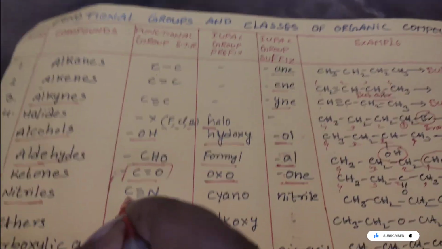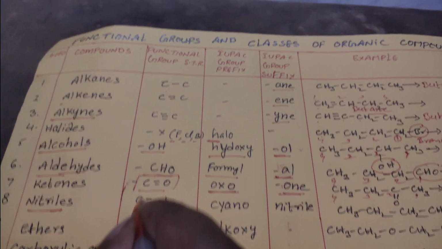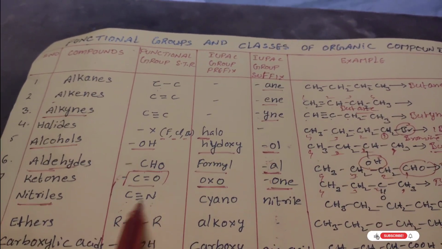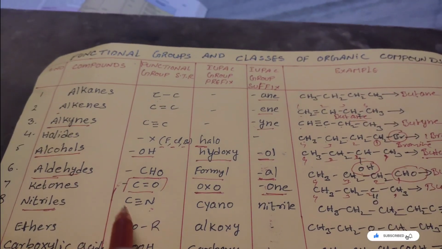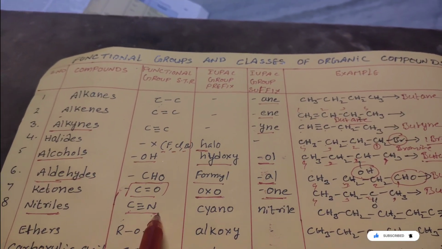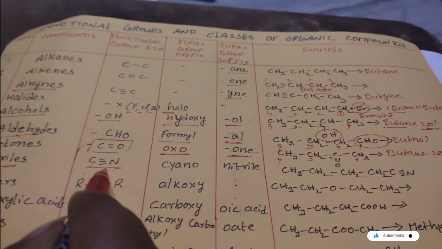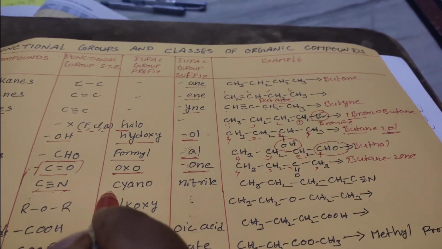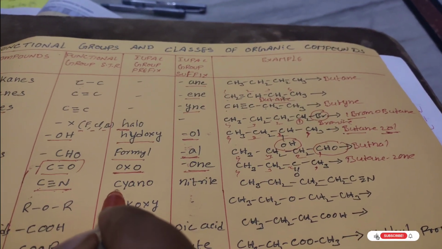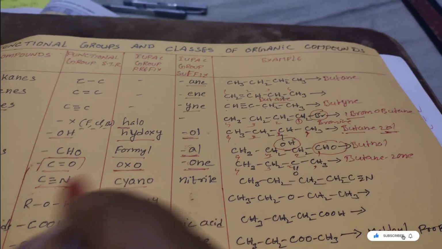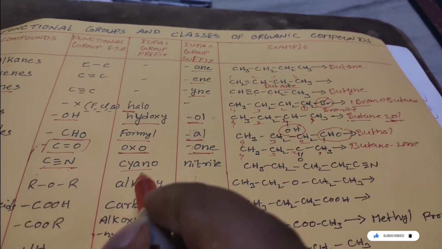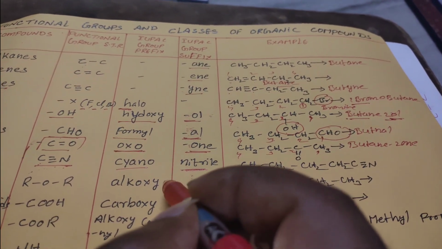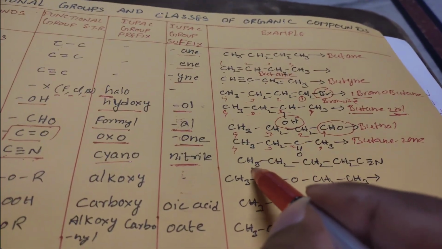And next one is the nitriles. In the given structure they may have a C triple bond N. That functional group we consider as the nitrile. If the nitrile group is given as a prefix, we call it cyano. If it is given as a suffix, we call it nitrile. For example, here I am taking one of the structures.